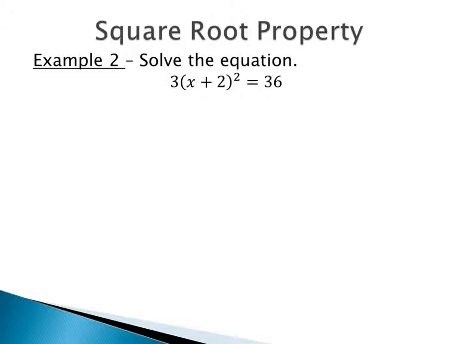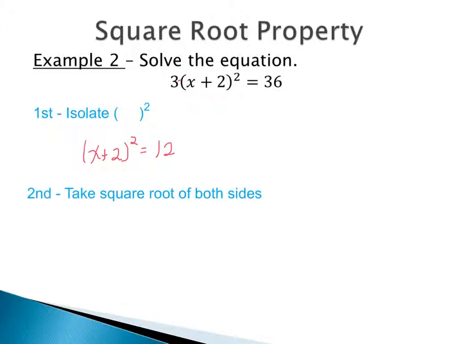So our first step here, similar to what we just did before, is that we want to isolate the quantity squared. So that means I need to move over the 3. Well, the 3 is being multiplied, so that means I'm going to have to divide both sides by 3, which means that we are just left with x plus 2 squared equals 12. Now, just like what we had before, in order to solve for x completely, we would need to take the square root of both sides. So I'm going to rewrite what we have right now, which would just be x plus 2 squared equals 12.